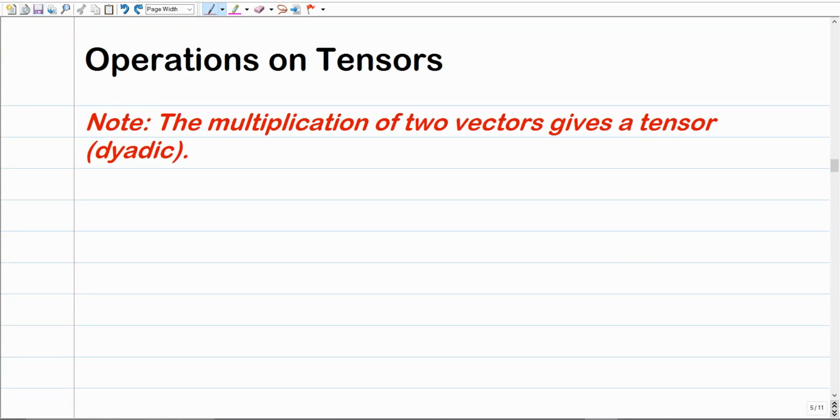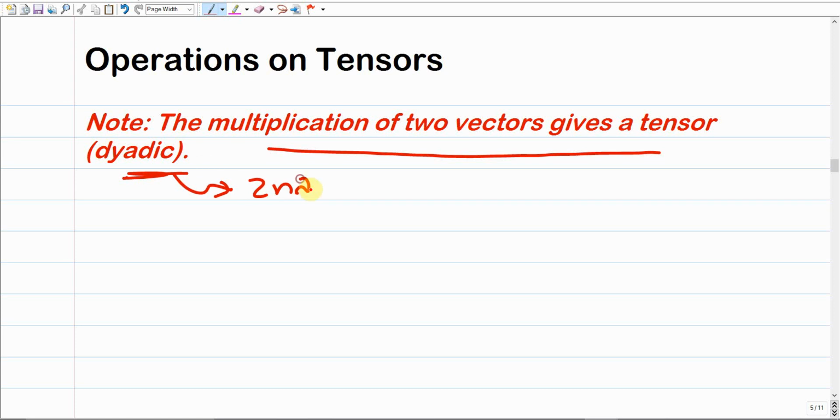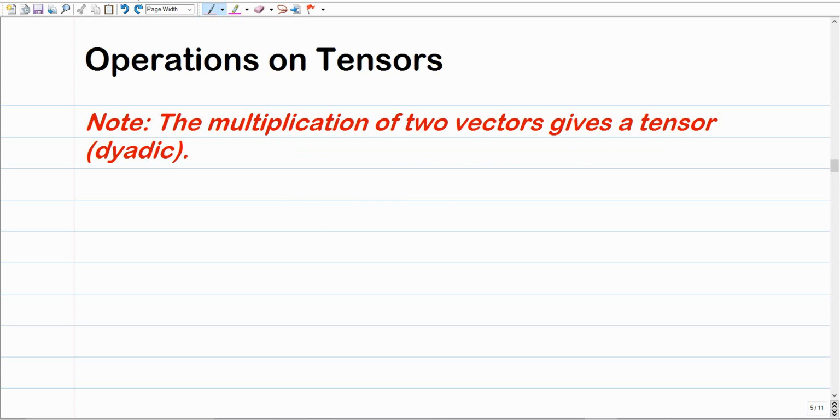So let us start with this important notice here: the multiplication of two vectors gives a tensor, or a dyadic. Which tensor? It would be a second order tensor. The multiplication of two vectors gives a dyadic, which is a second order tensor. It means that it's going to give us a second order tensor at the end. This is the multiplication of two vectors. So let us prove this point.